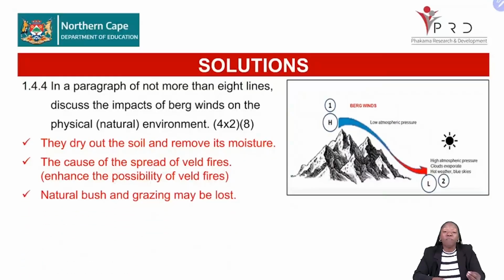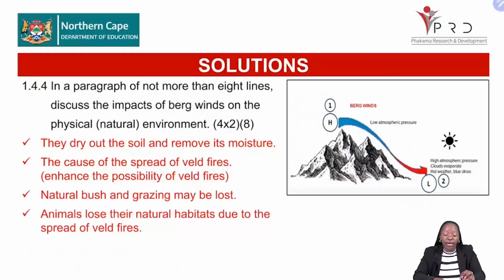Then the natural bush as well as the grazing may be lost. How may it be lost? Because of the veld fires. Then the animals will lose their natural habitat, we're talking about the wild animals here, due to the spread of fires. Remember, all your answers are supposed to be on the physical or natural environment. So you cannot say people will lose their lives because it has nothing to do with the environment.